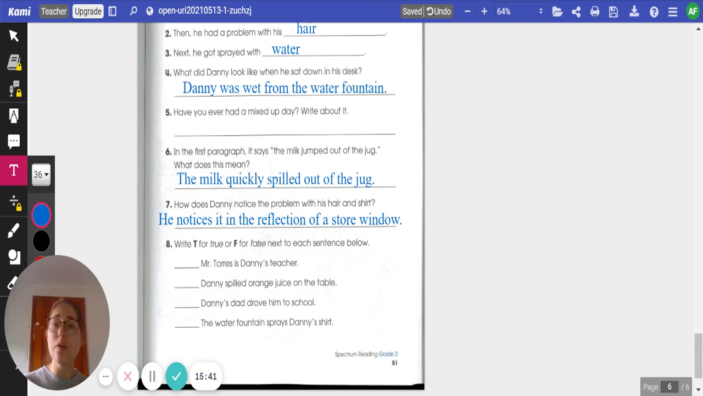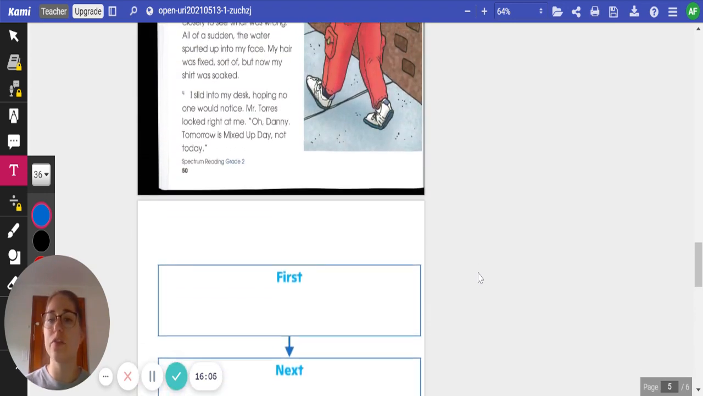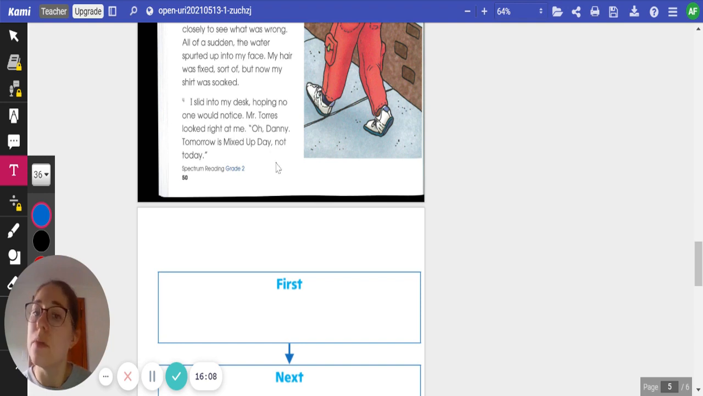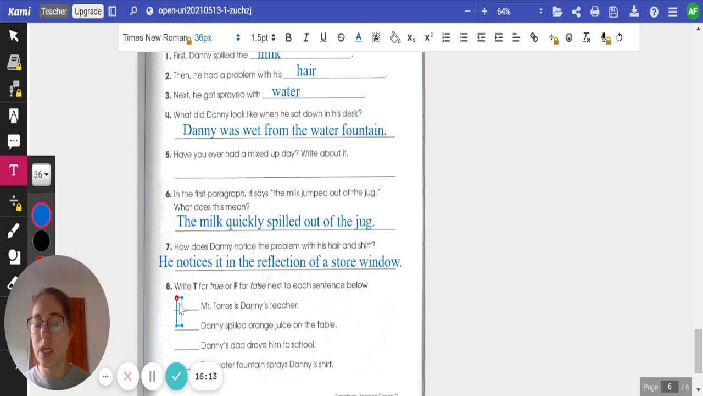We have 4 more to go, and they are true or false questions. So we're going to write T for true or F for false next to each of the sentences. So this is going to get us thinking about the sequencing and the plot of the story that we read. Our first one, Mr. Torres is Danny's teacher. Is that correct? Let's look back up at the story. This was in paragraph 4. Yep, Mr. Torres looked right at me. That's the name of his teacher. So we're going to put a T for true.